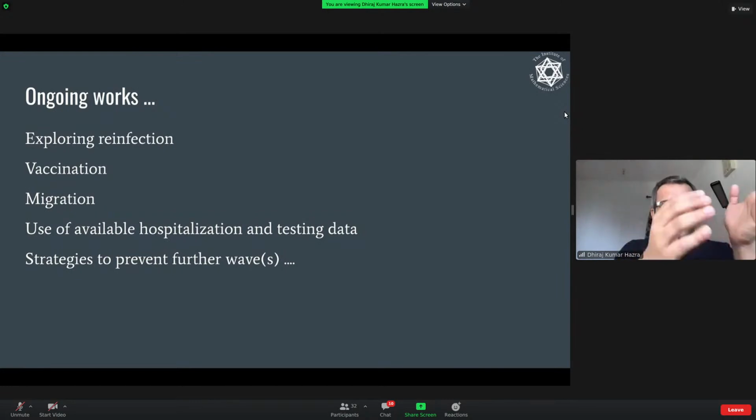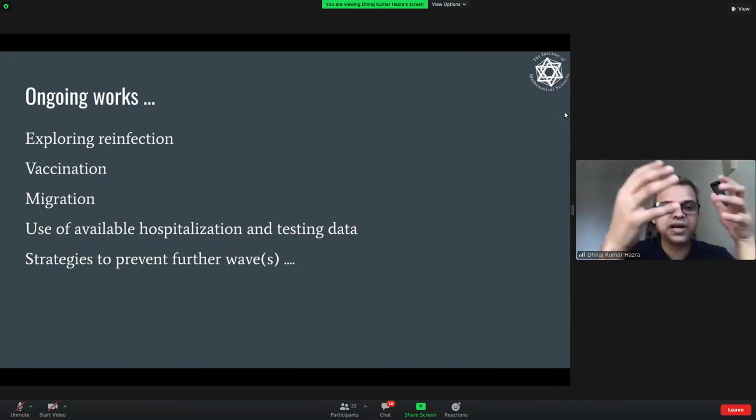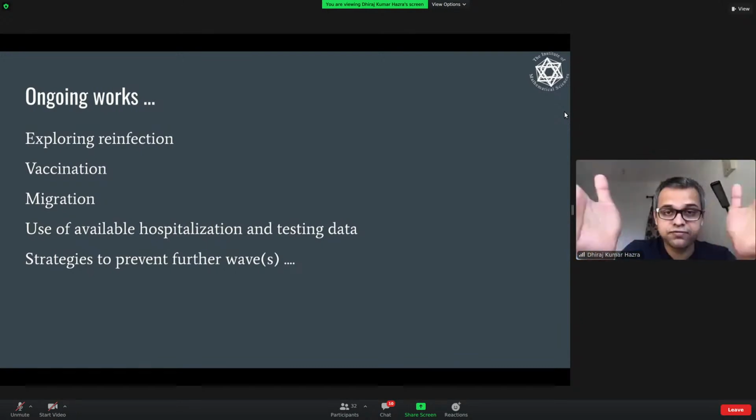Okay, now these are our ongoing attempts. We are trying to explore reinfection. We are trying to explore vaccination and migration effects. Although the migration effect is effectively introduced in our adaptive parameterization, we are trying to also use the available hospitalization and testing data. All that we are doing here is trying to build up a strategy to prevent a further wave, if not waves. All right. So with that, I would like to stop.